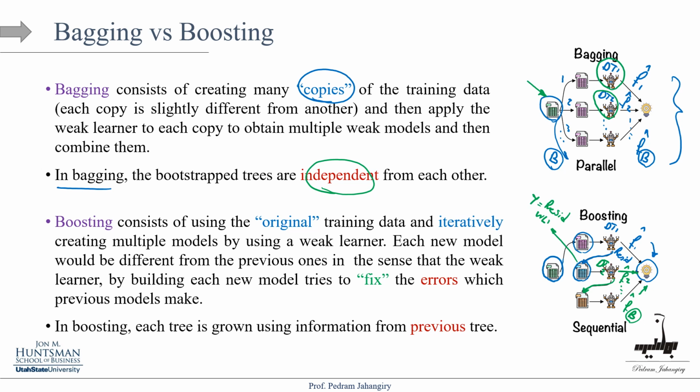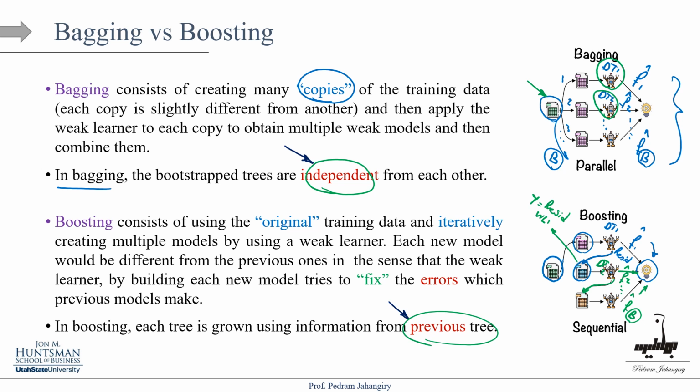And then all these residuals are going to be added together. Okay, so in boosting, each tree is grown using information from the previous tree. So this is the main difference between bagging and boosting. Remember, in bagging, the process of building the trees was independent from each other. In boosting, actually, they depend on each other, right? When you want to make the second tree, it is going to be built on top of the residual of the first tree. So this is a first difference between bagging and boosting.